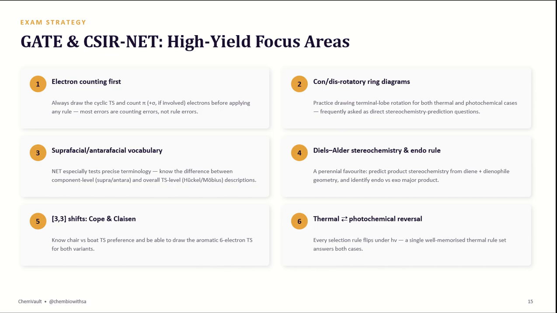Point 5. Know your chair versus boat preference for the Cope and Claisen 3,3 shifts, and be able to draw the aromatic 6-electron transition state confidently. And point 6, the big one. Every selection rule flips under photochemical conditions, so if you memorize the thermal rule set really well, you can always derive the photochemical answer by simply reversing it.